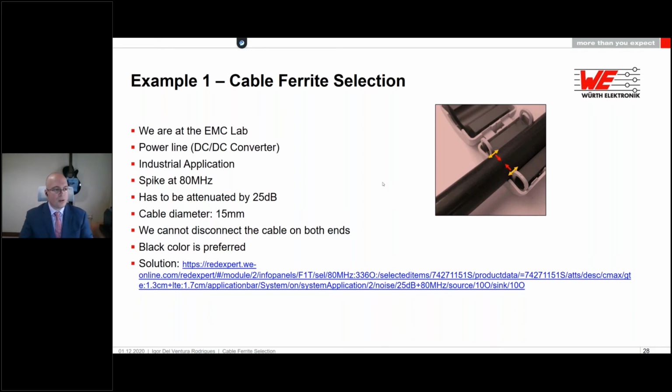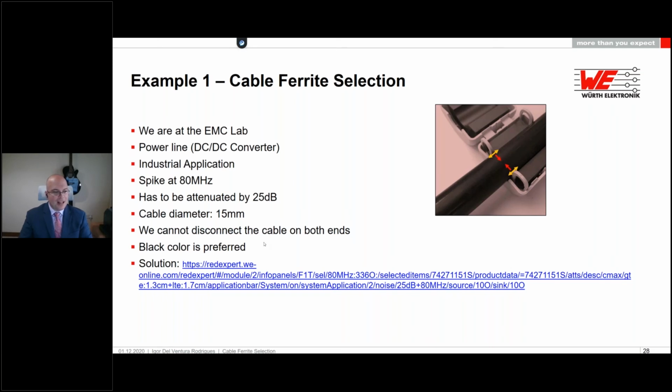Okay, so let's pretend we are at the EMC Lab and boom, there was an issue and we had a power line of a DC-DC converter. This is an industrial application and we have a spike at 80 megahertz that we want to attenuate by 25 dBs. Our cable diameter is 15 millimeters and we cannot disconnect the cable on both ends. And black color is preferred.